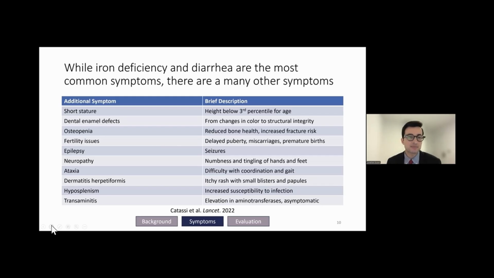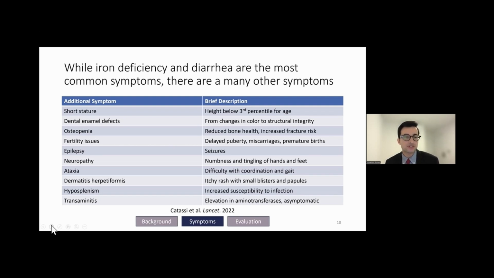You could have dental enamel defects, and these could be seen as changes in color or integrity of a lot of your teeth. And then it's not just the teeth that are affected, but the bones as well, which is what we see with osteopenia. You have reduced bone health and increased fracture risk, all from decreased absorption of essential nutrients that help strengthen a lot of the bones. And then there have also been described fertility issues, which can include things such as delayed puberty, miscarriages, premature births, epilepsy, and more frequent seizures from the disease.